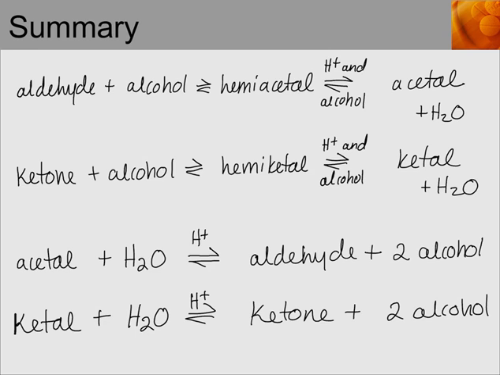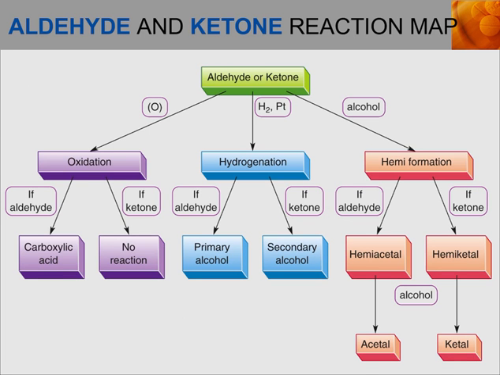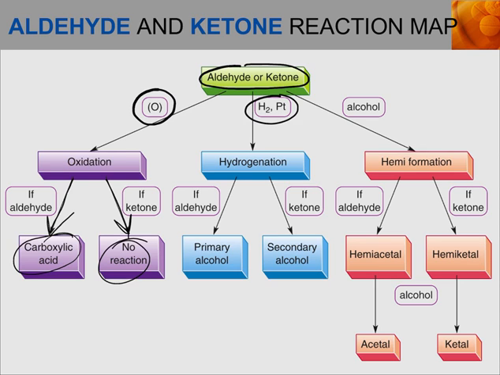All right, now your textbook does have a really nice chart showing all of these different reactions we've talked about in this chapter. So in this chapter, we were covering aldehydes and ketones. And initially, we said that if we oxidize an aldehyde, we're going to end up with a carboxylic acid. But if we oxidize a ketone, there's no reaction. Then we said that we could reduce the aldehyde or ketone using hydrogen and platinum. So this would be called hydrogenation. If you have an aldehyde, you're going to form a primary alcohol. If you have a ketone, you're going to form a secondary alcohol.